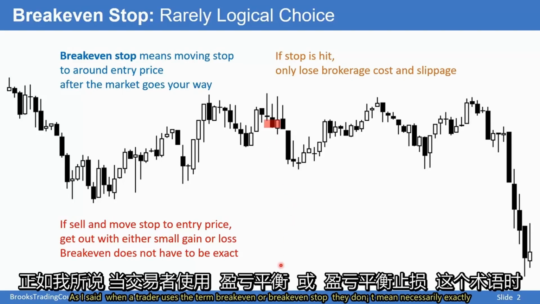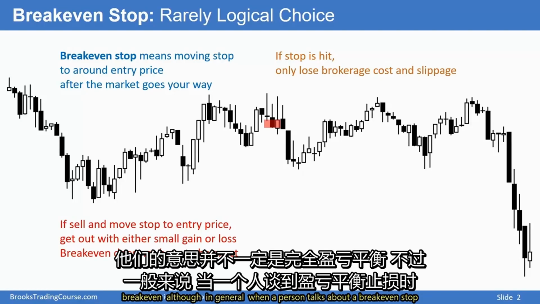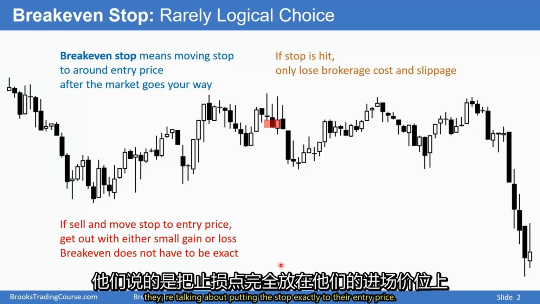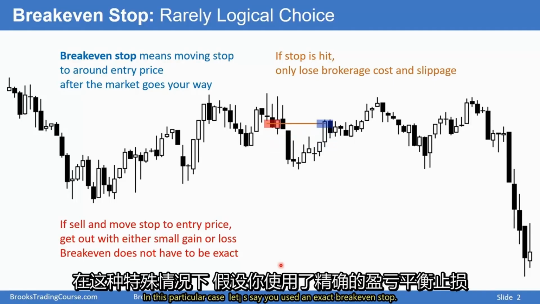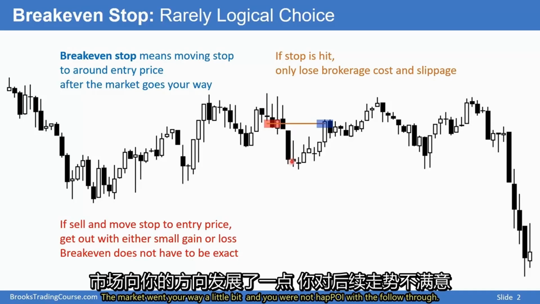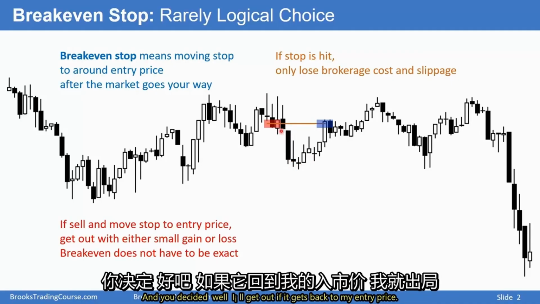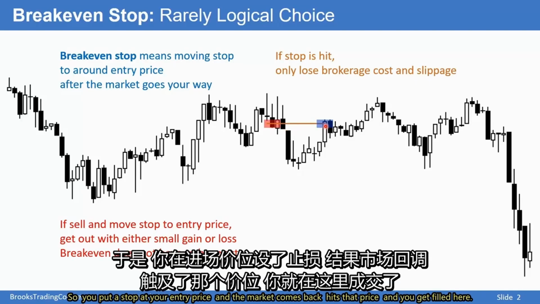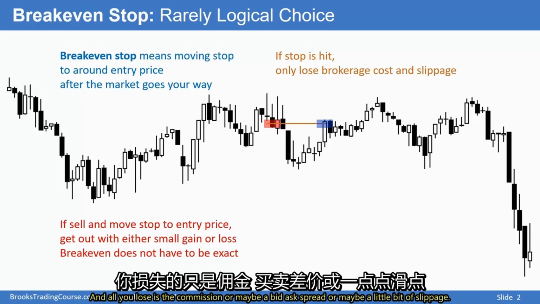As I said, when a trader uses the term break even or break even stop, they don't mean necessarily exactly break even. Although in general, when a person talks about a break even stop, they're talking about putting the stop exactly at their entry price. In this particular case, let's say you used an exact break-even stop. You sold below the low of this bar. You got filled right here. The market went your way a little bit, and you were not happy with the follow-through, and you decided, well, I'll get out if it gets back to my entry price. So you put a stop at your entry price, and the market comes back, hits that price, and you get filled here. And all you lose is the commission, or maybe a bid-ask spread, or maybe a little bit of slippage.